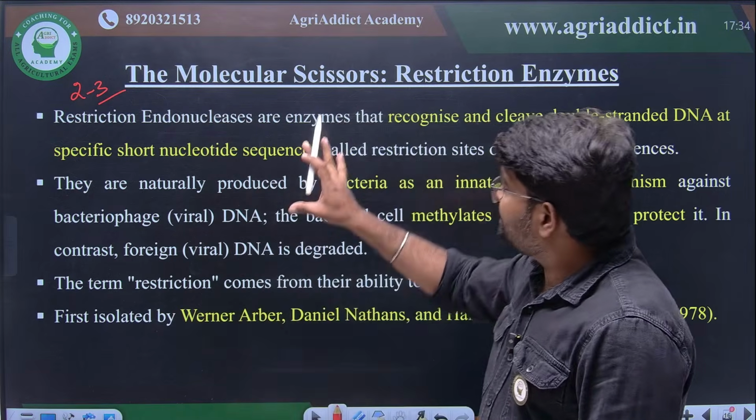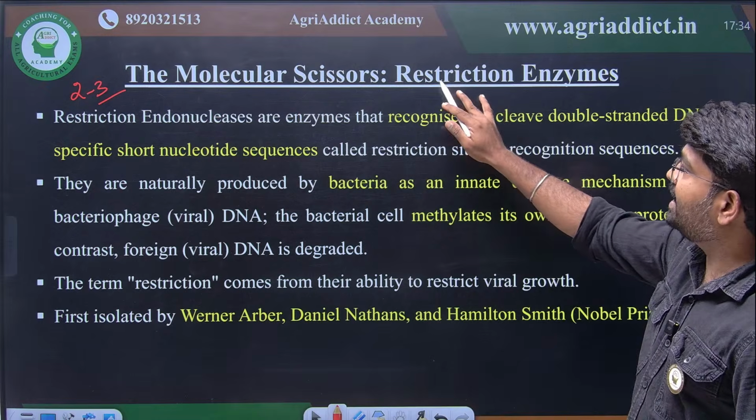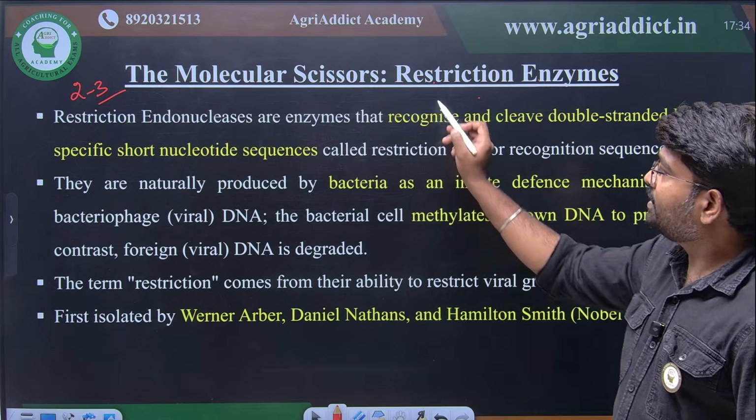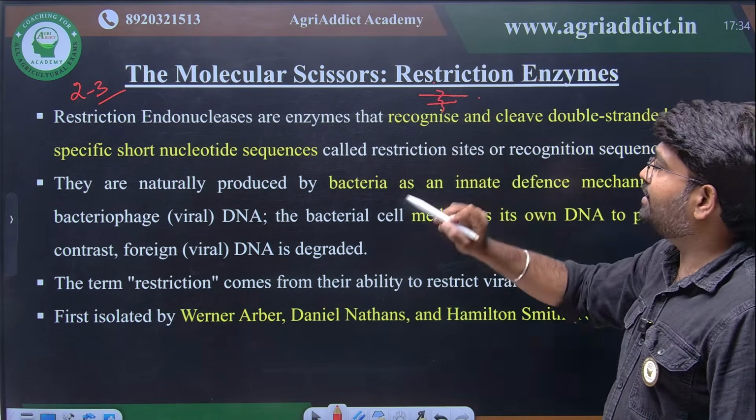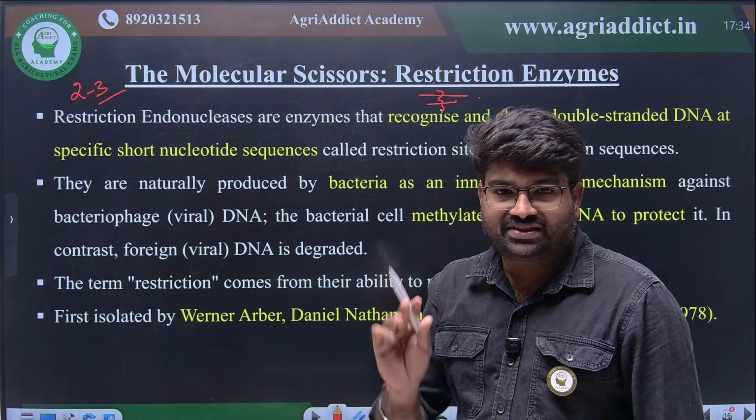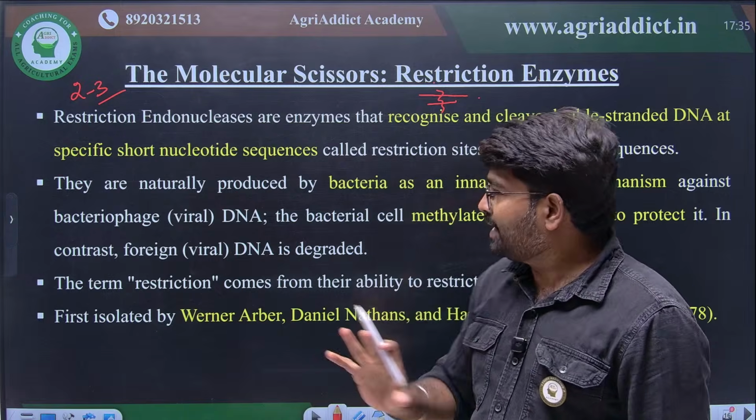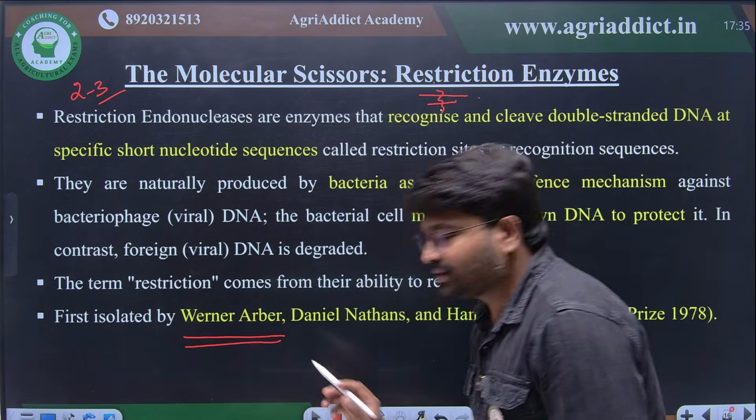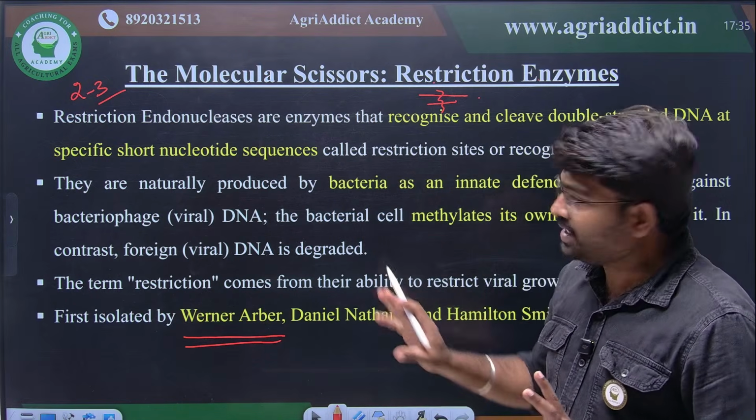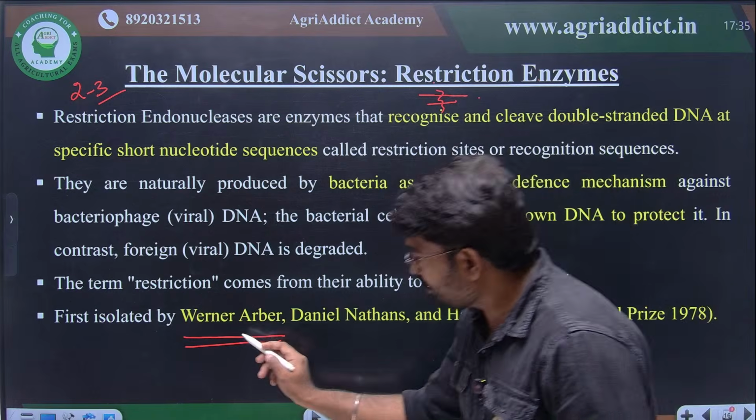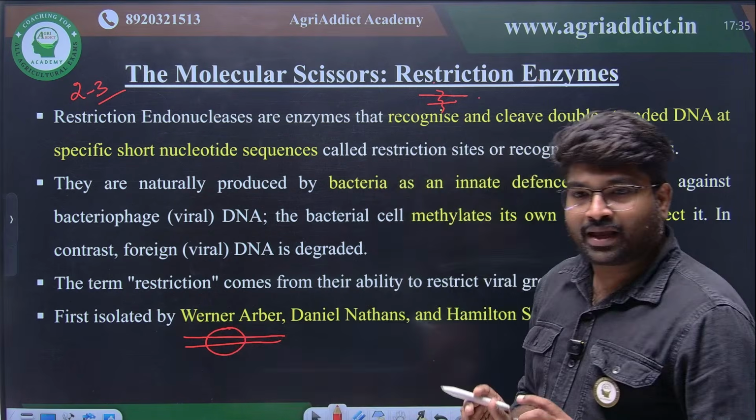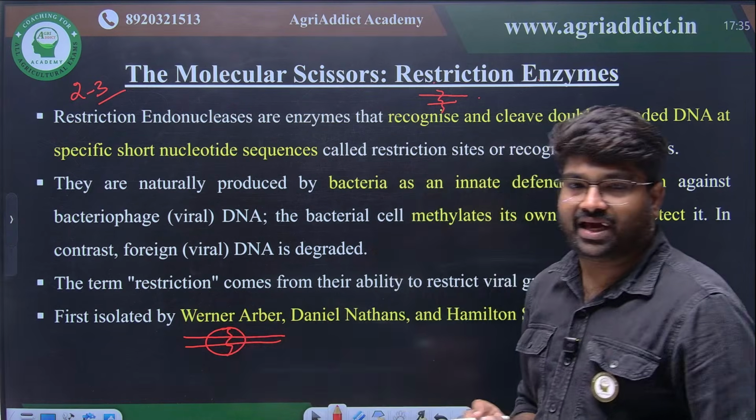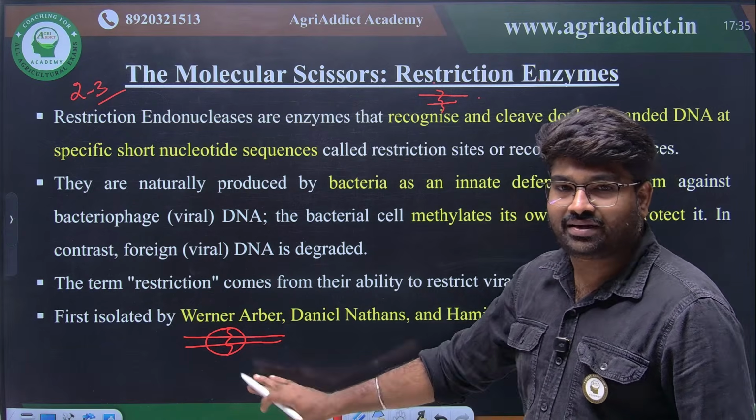Restriction enzyme, the name itself is there. The main function of the restriction enzyme is what? It will cleave the double stranded DNA into different fragments. If you see the concept, if a double stranded DNA is there, there will be a recognition site. Each restriction enzyme will have a particular recognition site. After recognizing this particular site, it will make a double strand break.